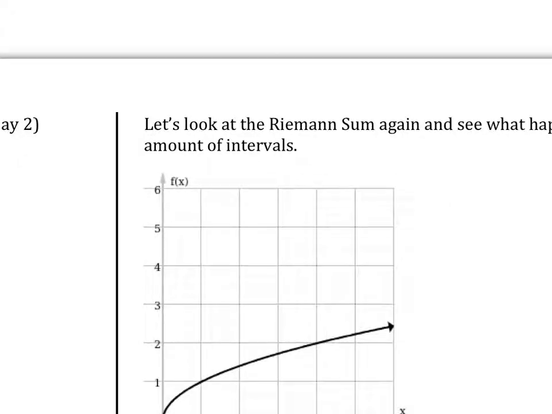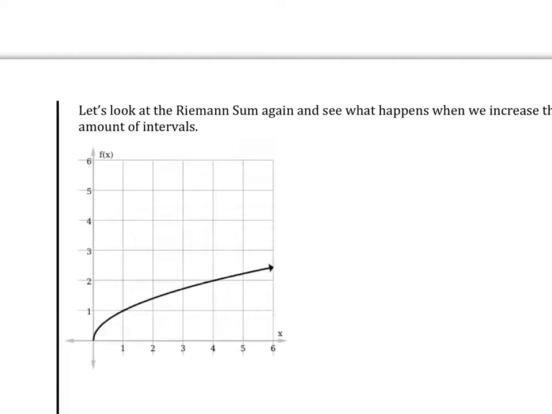All right, let's continue. So we're still on section 2. We're looking at Riemann sum. Okay, we're going to look at that same graph as before, the square root of x. What we're going to do is see what happens if you increase the number of intervals. We made 3 intervals before. Let's see what happens if we actually increase.